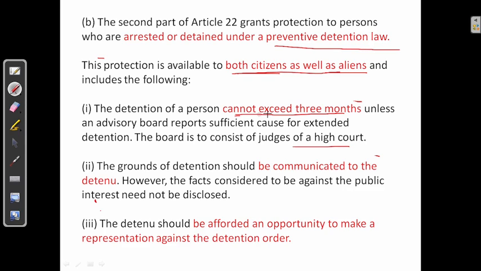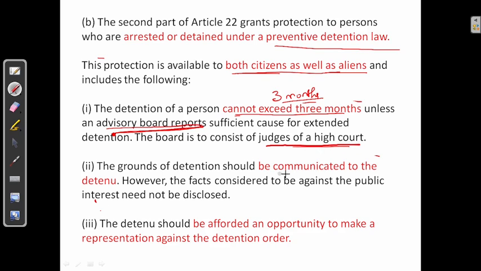The detention of the person cannot exceed 3 months unless the advisory board reports. Unless this advisory board reports, the detention of the person cannot exceed 3 months. If the advisory board says so, the person can be detained for more than 3 months. This advisory board consists of judges of the High Court.